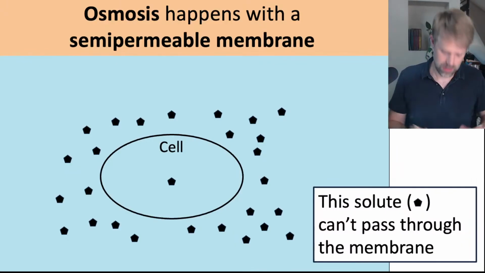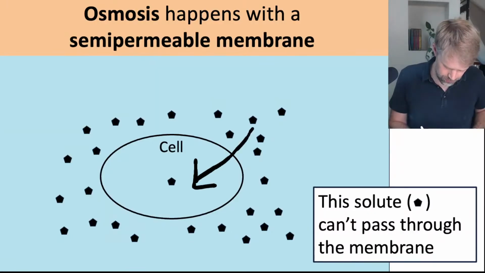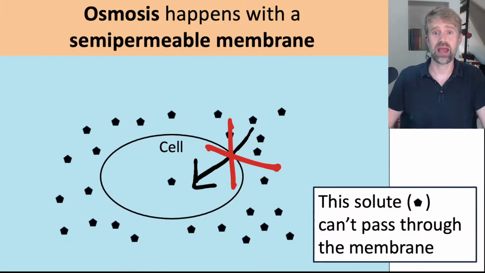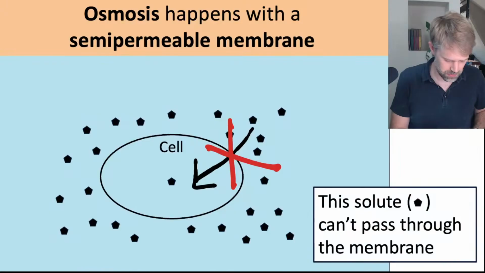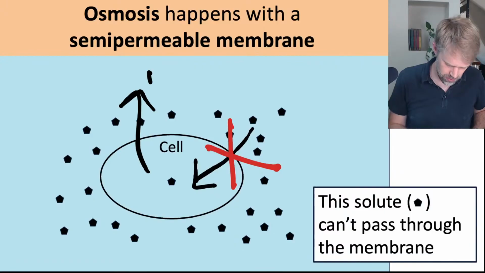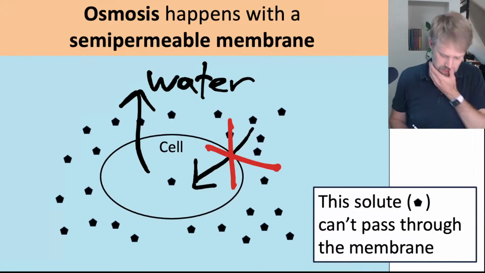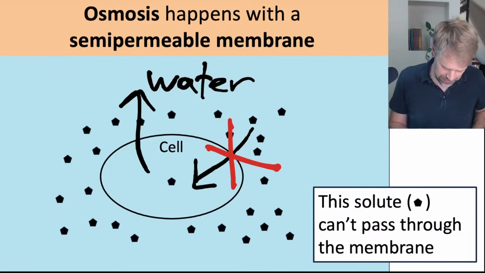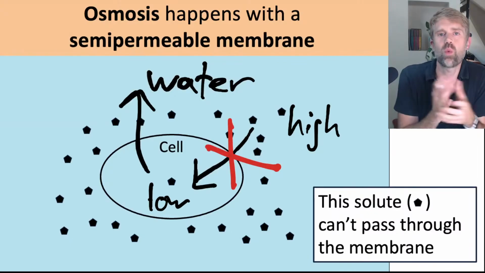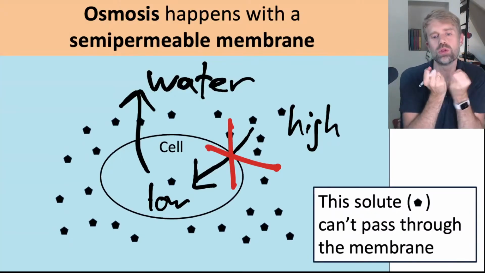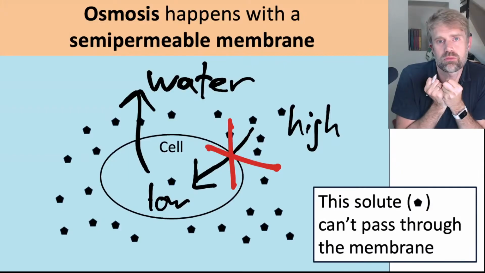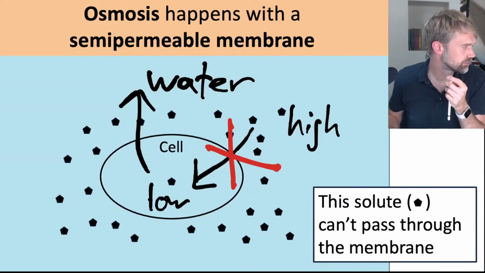So solute wants to go from high to low, but it can't because it can't pass through the semipermeable membrane. Solute wants to go in, so instead water comes out. Water goes in the opposite direction. Again, you can think we have high solute concentration outside and low solute concentration inside. You can think of the water as being pulled by the higher solute concentration. So that is what's going on here.